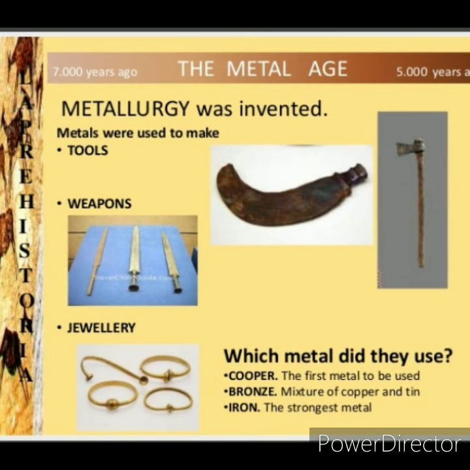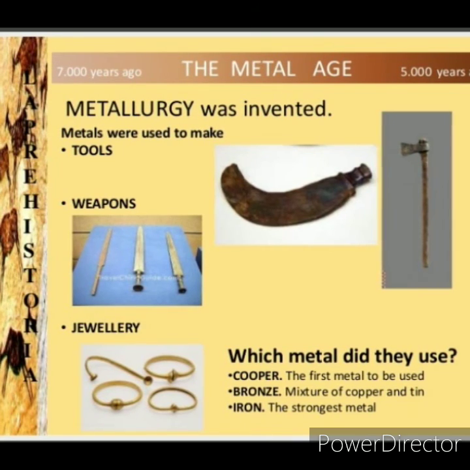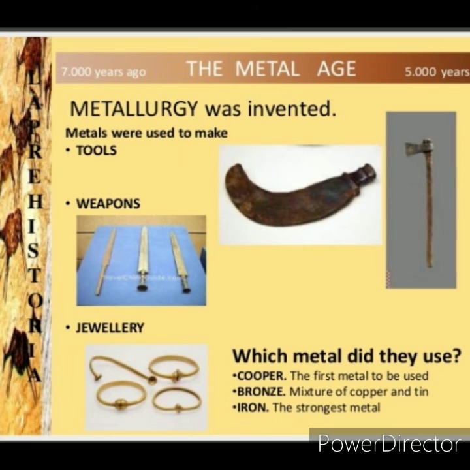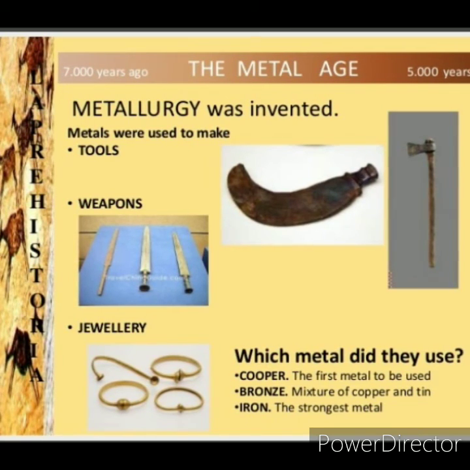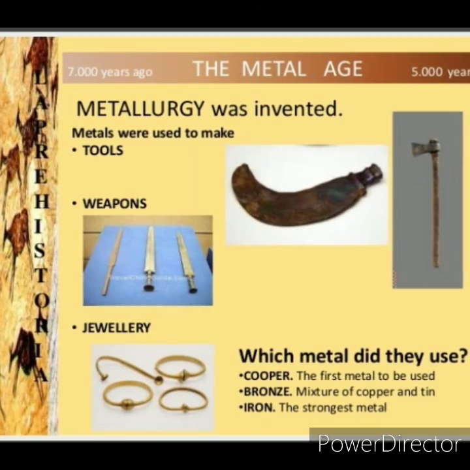Which metal did they use to make jewelry? Initially copper was used to make jewelry, then bronze, and then iron. Iron was the strongest metal which they discovered at the end of that era.